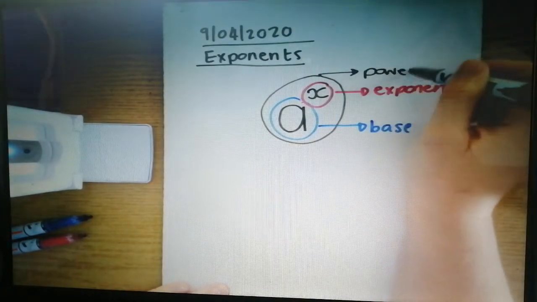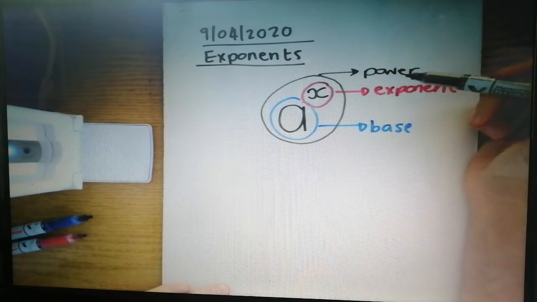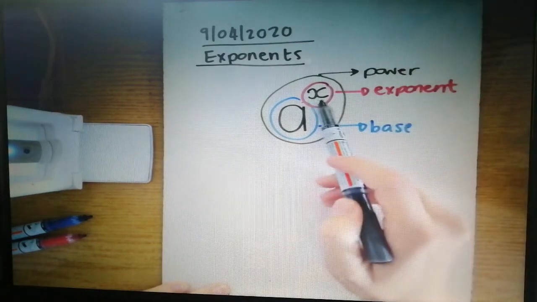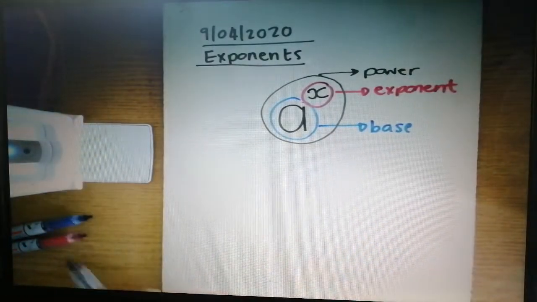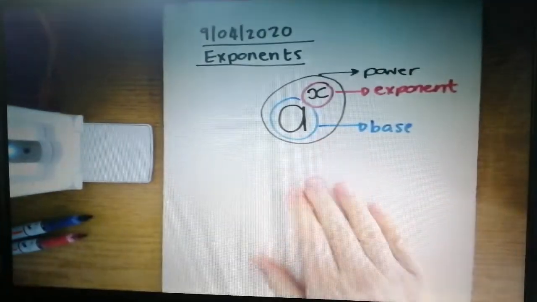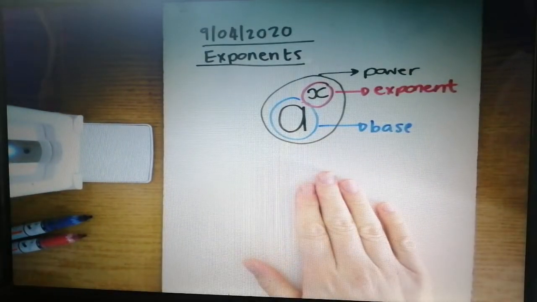I often, and it's lack of concentration on my part, swap these two around. So often I call this a power, but this is an exponent. When we have a number that looks like this, a base with an exponent, we call it a power. It has certain laws that go with it, okay?